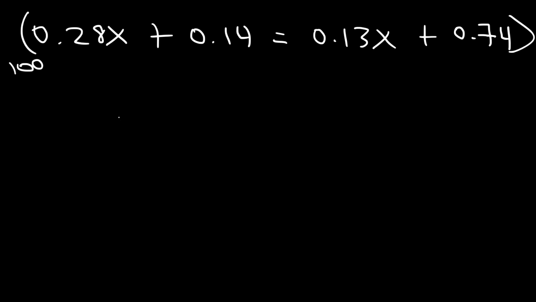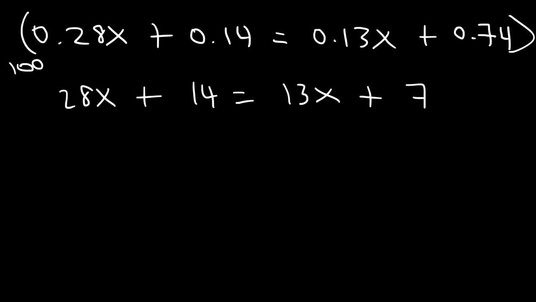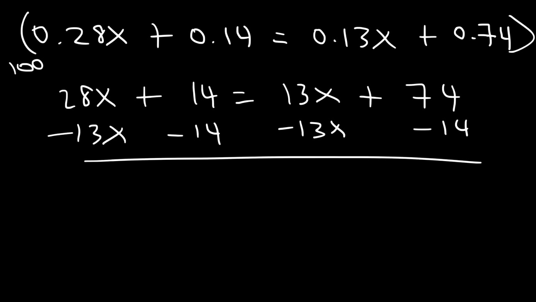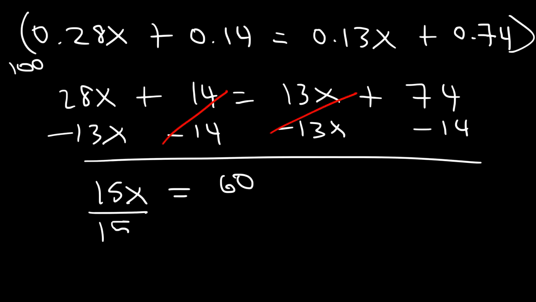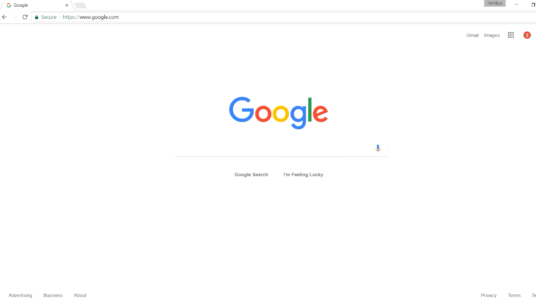100 times 0.28x is 28x. 0.14 times 100 is 14. 0.13x times 100 is 13x. And 0.74 times 100 is 74. And now we just got to solve. Let's subtract both sides by 13x and also by 14. So 28 minus 13 is 15. 74 minus 14 is 60. 60 divided by 15, that's equal to 4. And that's the answer for this problem.